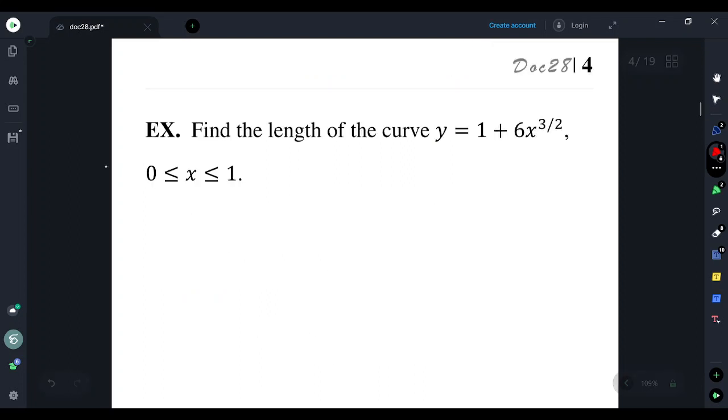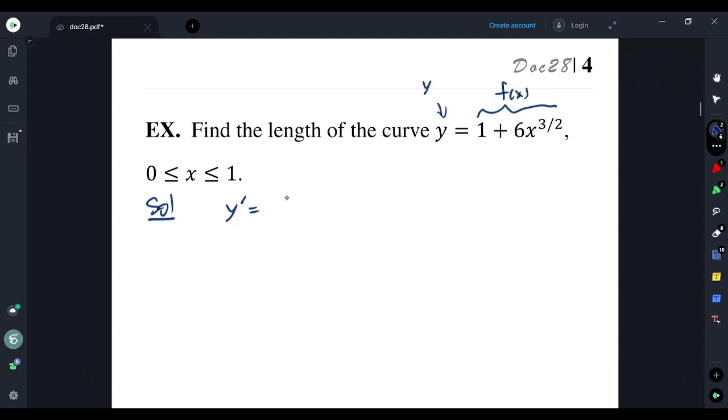Okay, so let's take a look at examples. Our first example, we're going to find the length of the curve y equal to 1 plus 6x to the power 3 over 2, where x is from 0 to 1. Okay, so by the formula, we're going to need to find f prime x, or we're going to find y prime, the same thing. So let me write it as y prime.